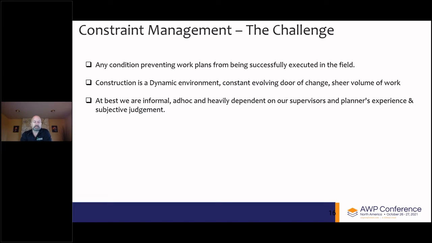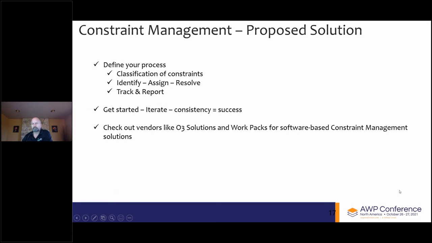Our industry status at best when it comes to how we manage constraints is informal, ad hoc, and heavily dependent on the supervisors' and planners' experience and judgment. The proposed solution, as a first step, would be to define what your process is and have a written procedure. The written procedure should identify how you are going to classify your constraints, who is responsible, when they are going to do it, and how you are identifying, assigning responsibility, and ultimately resolving your constraints. The third key item is who's responsible and what tool you are providing them to track and report the constraint status to identify constraint-free IWPs for execution.